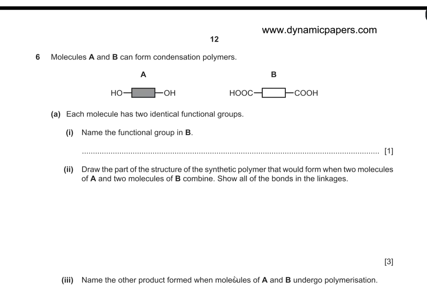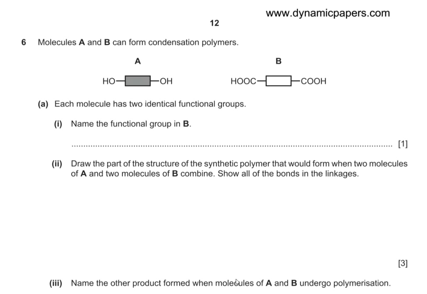Question 6. Molecules A and B can form condensation polymers. Each molecule has two identical functional groups. Name the functional group in B. So that's B over here, and that's B. We can see a functional group of COOH, which is the carboxyl group.